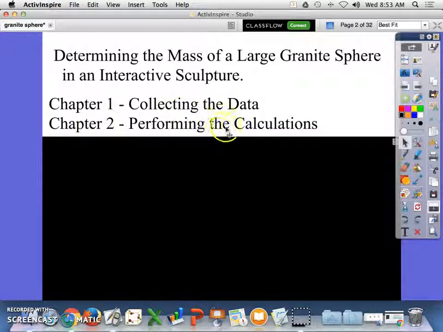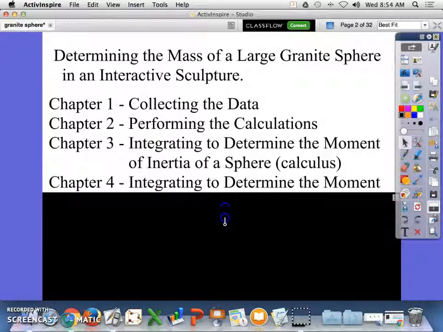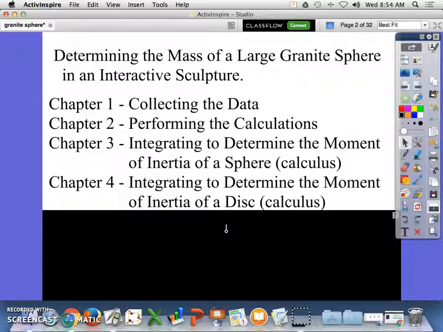Chapter 2 is performing the calculations, and chapters 1 and 2 are pretty much at the high school physics level. I'll go through the steps of how to do the calculations, what substitutions to make, and how to come up with the equations. Chapters 3 and 4 are beyond high school physics level, possibly AP Physics, but these are for a calculus course, an AP Calculus course, a college calculus course, or an AP Physics course, showing how you come up with the integrations to get the equations that we use.